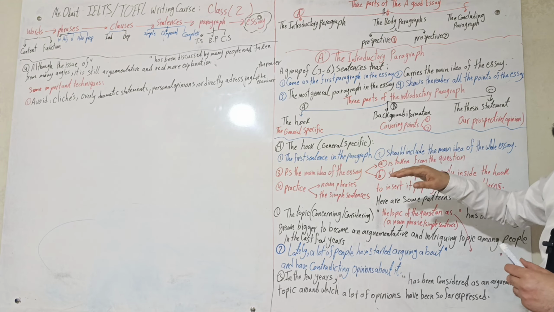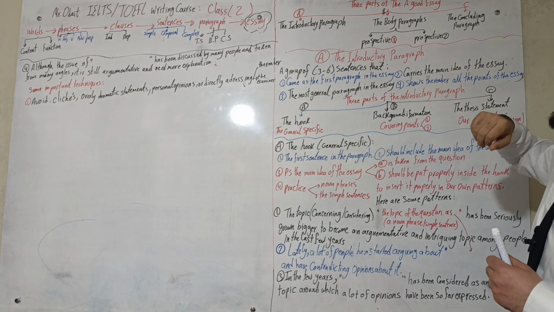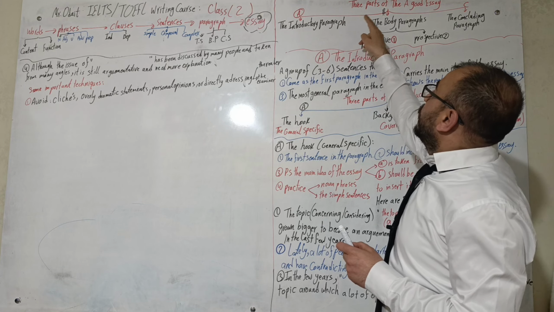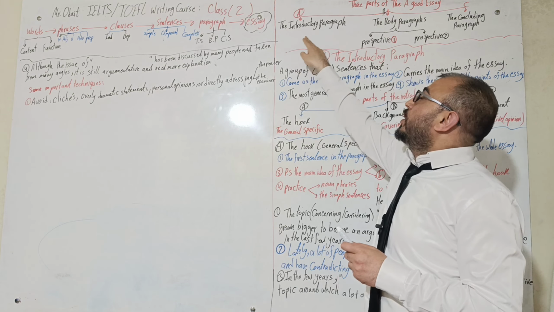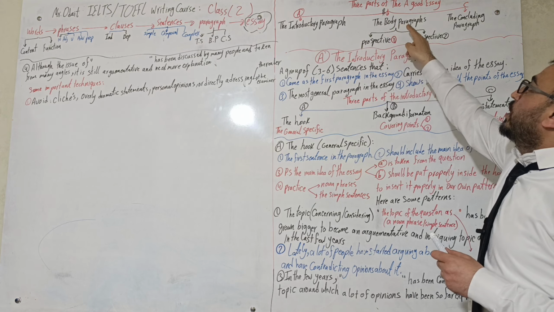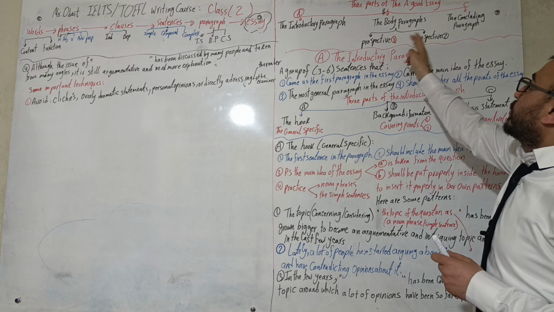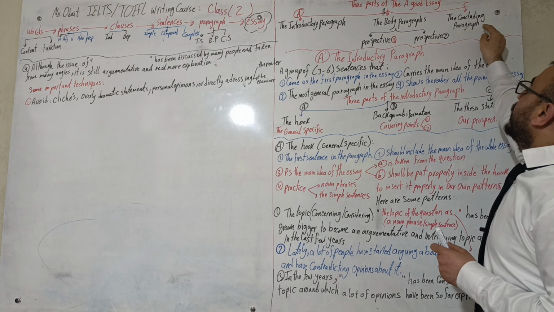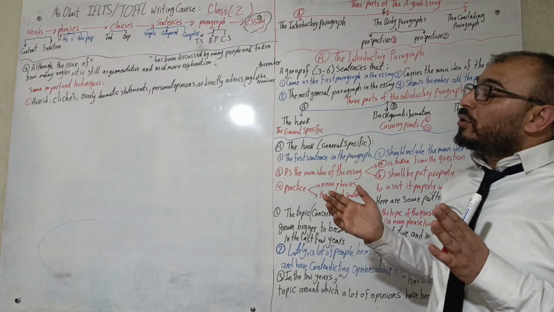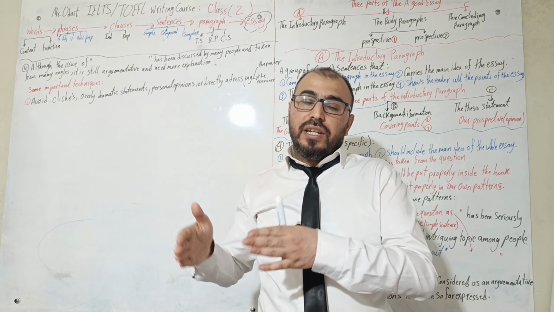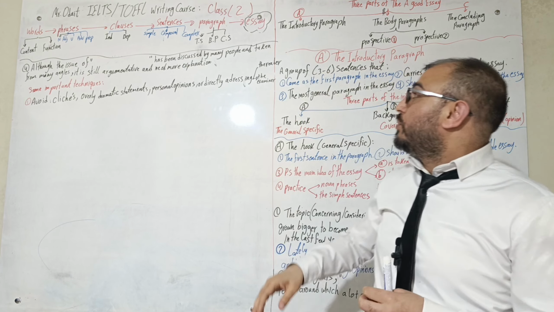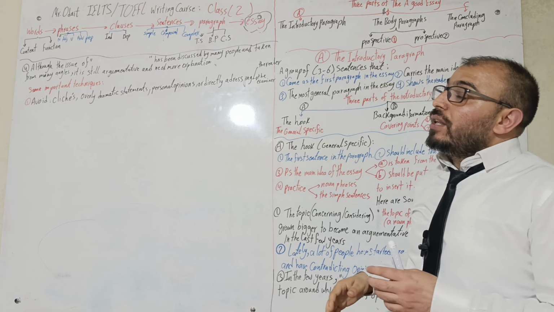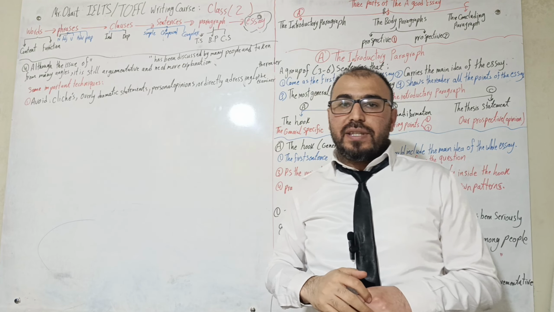Then, my friends, we talked about the three parts of a good essay, and we talked about them in brief. We said that a good essay has three parts. The first one, the introductory paragraph. The second one, the body paragraphs, in which we have perspective 1, 2, maybe 3 or 4, but at least 2 perspectives. And the third one is the concluding paragraph. Today, my friends, in this class and in the next class, we are going to discuss the introductory paragraph and its parts. And after that, we move to the second part.